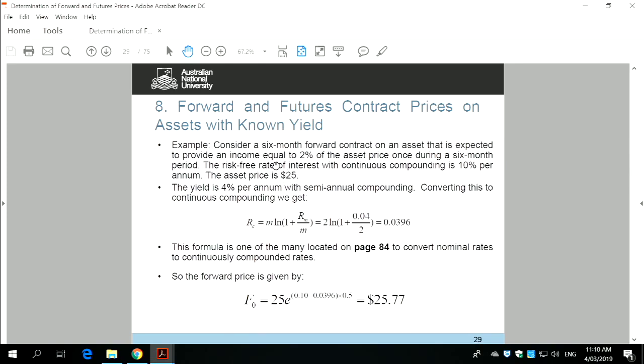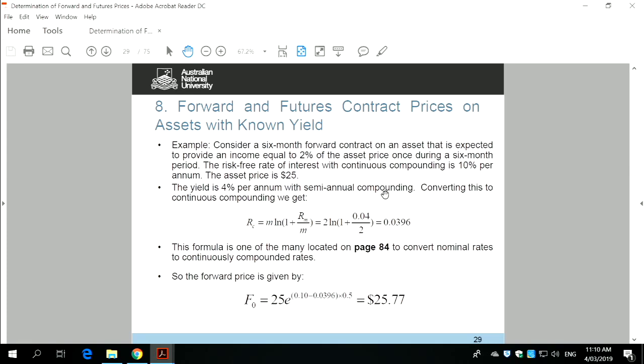The question says, consider a 6 month forward contract on an asset that is expected to provide income equal to 2% of the asset price during a 6 month period, and the risk-free rate of interest with continuous compounding is 10% per annum, and the asset price is $25. This is something you have to think about. You were told 2% every 6 months, which means that's 4% for the whole year, and the compounding happens twice a year. So that's 4% with semi-annual compounding.